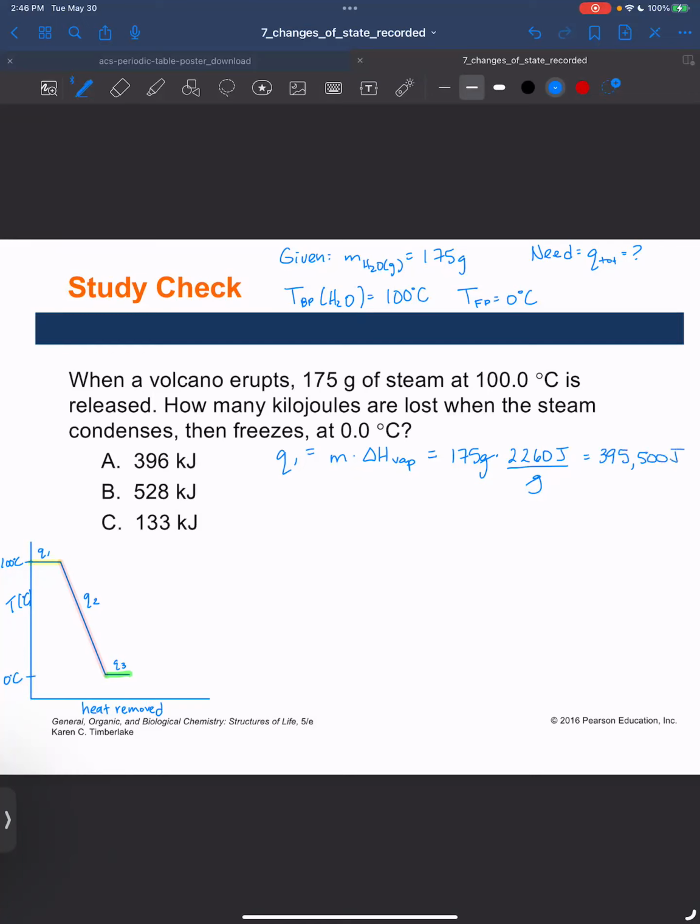395,500 joules. So I'm going to go ahead and highlight that in yellow because that's Q1. I'll need that number later. Q2, a temperature is changing. So we're going to do mass times delta T times specific heat. And delta T is the final temperature minus the initial temperature.